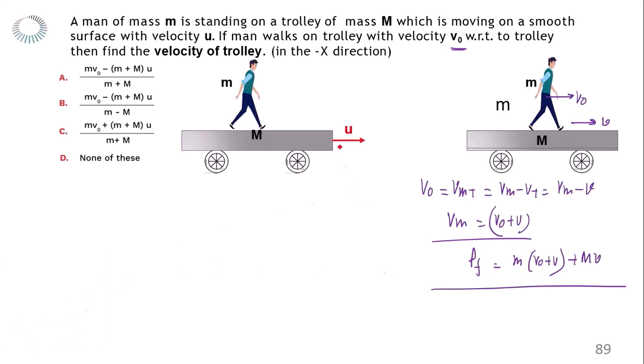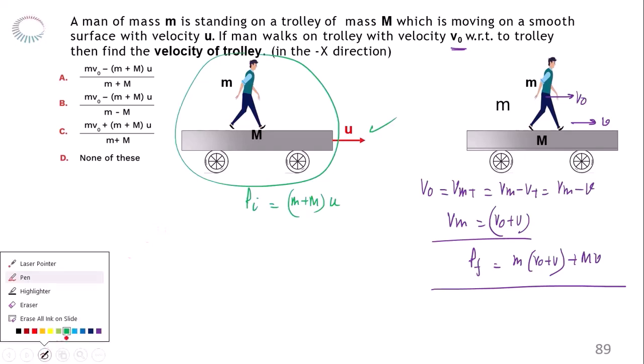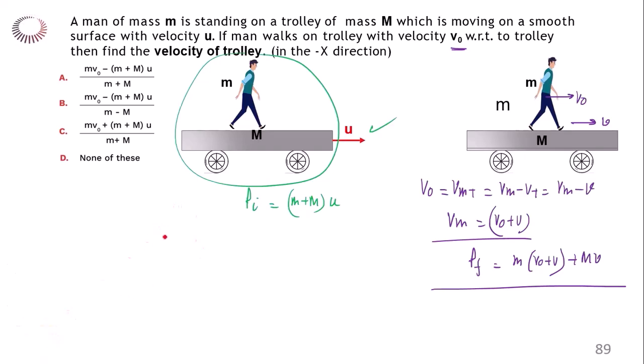And what was the initial momentum? Initially, the system is not at rest. Initially, the entire system is moving with the velocity u. So the initial momentum should be equal to (small m plus capital M) into u. Now equate these two, so that I get the value of v. So (small m plus capital M) into u should be equal to small m into (v naught plus v) plus capital M into v. So take v common.